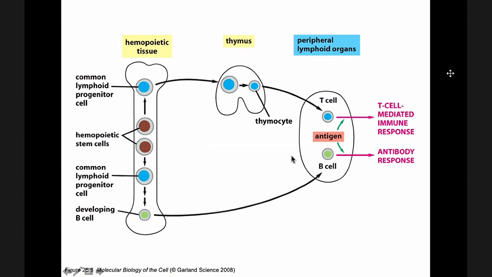Okay, now once these cells are present in these lymphoid organs, you can start generating your B cell mediated responses or T cell mediated responses in response to either microbial infections, injected antigens, vaccines, developing cancer in your system, and in some cases, autoimmune diseases as well. Any question on this slide?